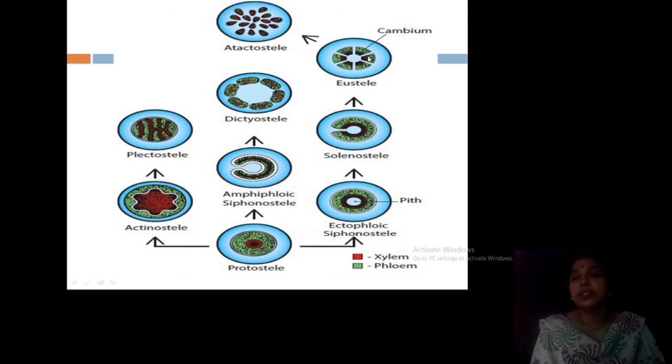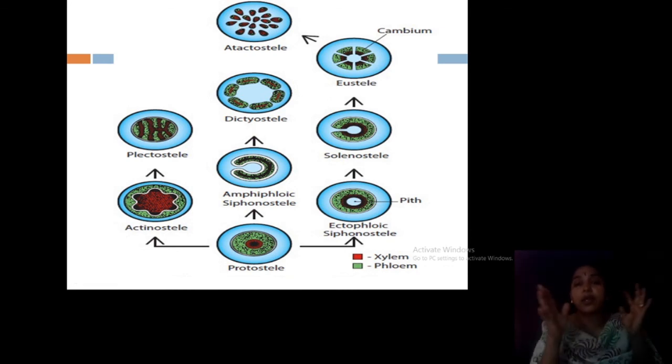When these different rings or different strands are arranged in irregular pattern without any distinction into cortex and stele, that is atactostele. Okay. When amphiploic siphonostele divides into different pieces, it becomes a dictyostele. So this is how the evolution of stele takes place from the basic protostele to the more complex atactostele. So primitive type is the protostele and advanced type is the atactostele.